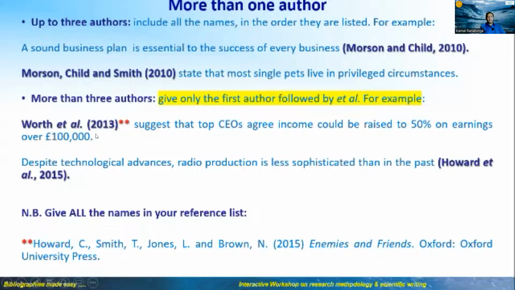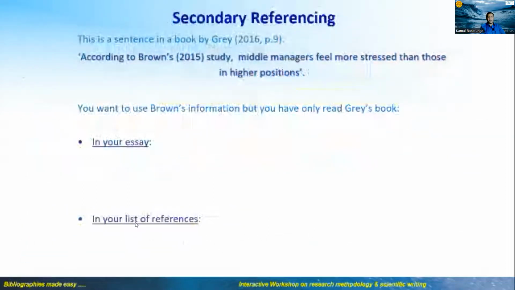The other thing, even if you use this abbreviated form, like et al. in the in-text citation, you have to make sure that you get all the names in the reference list, right? You cannot have the et al. in the reference list, right?